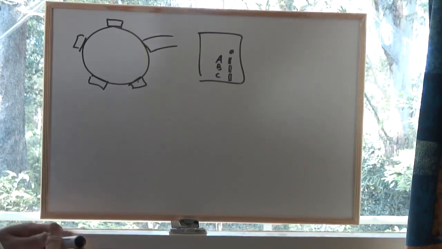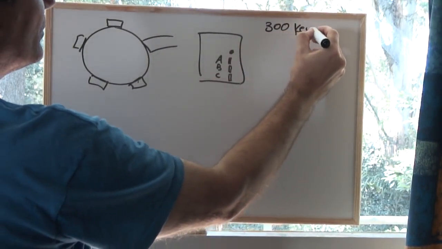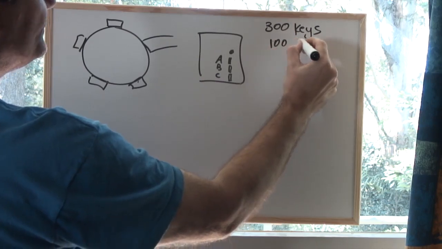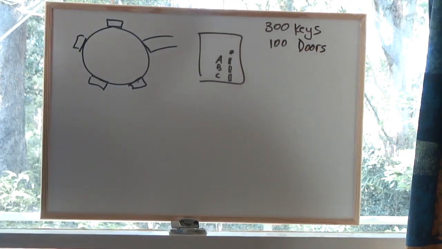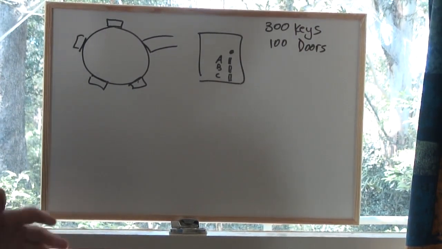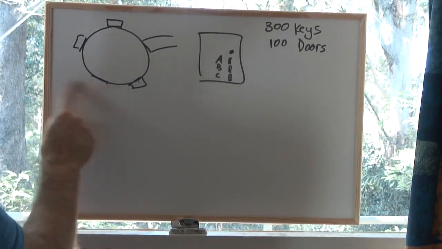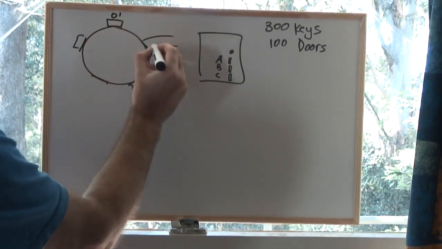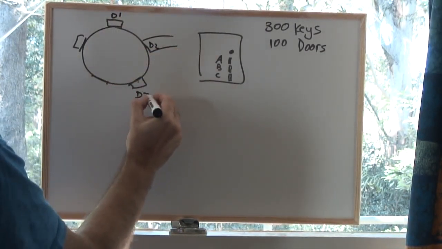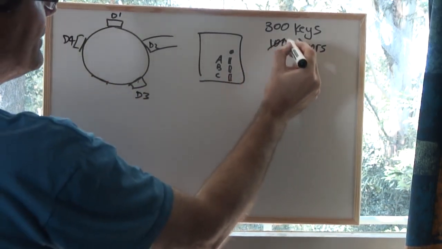Suppose there are 100 doors. There are 300 keys. You need to find the correct door as quickly as possible and escape. Because I've only got a small whiteboard here, I can't draw 100 doors. So let's just say, in fact, that there are 4 doors: door 1, door 2, door 3, and door 4. And let's suppose there are just 12 keys.